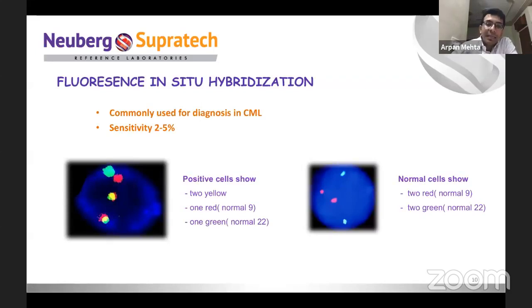So what you can see is a technique which is using dual color dual fusion probes. So red signal is for 9th chromosome and green signal is for 22nd chromosome. So in normal cells, we see two red and two green signals. But in CML, you see fusions. So two yellow signals, one red and one green.